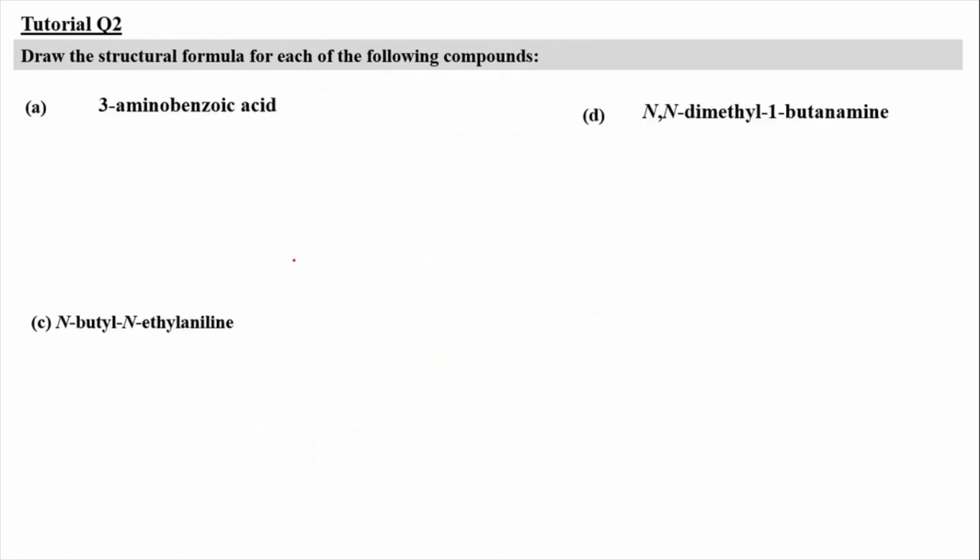So for question number 2, we have to draw the structural formula for each of the following compounds. So for 2A, we have 3-aminobenzoic acid. Benzoic acid basically is a benzene ring, but it's attached with COOH. So it is a benzoic acid. So this one is going to be carbon number 1. But now because it has an amino group at carbon number 3, we're going to place NH2 here. So it's going to be 3-aminobenzoic acid.